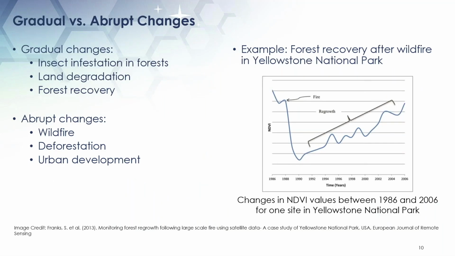Here are a few examples of gradual versus abrupt changes. As I mentioned, gradual changes could be due to something like insect infestation or land degradation that can occur over many years. Abrupt changes like wildfires or deforestation are marked by a distinct change in the land surface. The figure on the right shows an abrupt change in NDVI, or vegetation health, from Yosemite National Park, where the wildfire occurred. Then we see gradual vegetation recovery after the fire as the vegetation grew back. So this is an example of both of these types of changes.